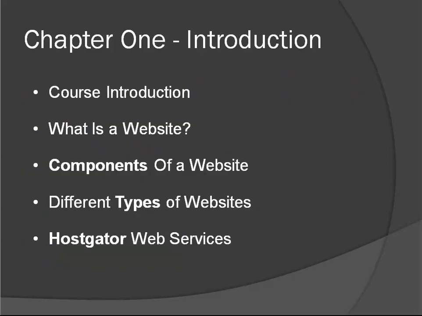Alright, so now that that's out of the way, let's get to Chapter 1. Chapter 1 will be basically just an introduction, of course the course introduction, which is what we're doing now. We'll talk about what a website is, what components go into a website, so the domain name, hosting, things like that. We'll talk about the different types of websites, from static HTML to dynamic websites like WordPress and Joomla. And then we'll talk about HostGator web services and what's offered there, as far as domain names and hosting.